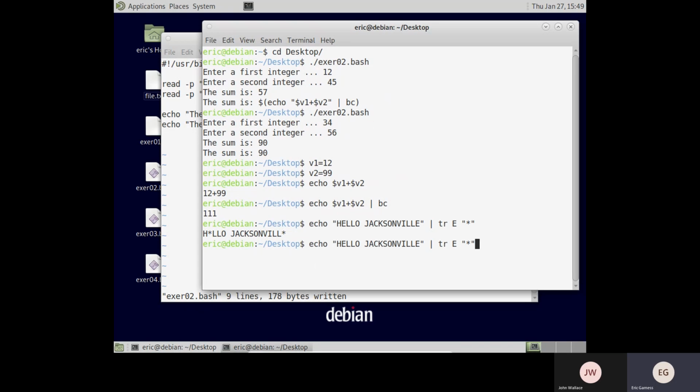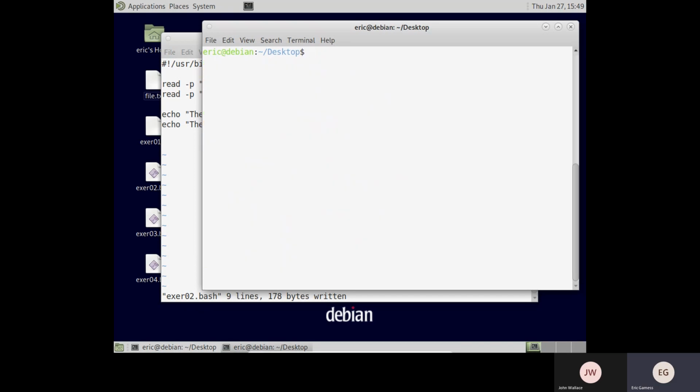Okay. I can say, for example, translate E in, let's say, 8 and A in, for example, $. So look, the E will be translated in 8. So we have an E here, and there is an 8. We have an E here, there is an 8. And we say the A, in Jacksonville we have an A, I translate it in $. So you can do things that are much more powerful.